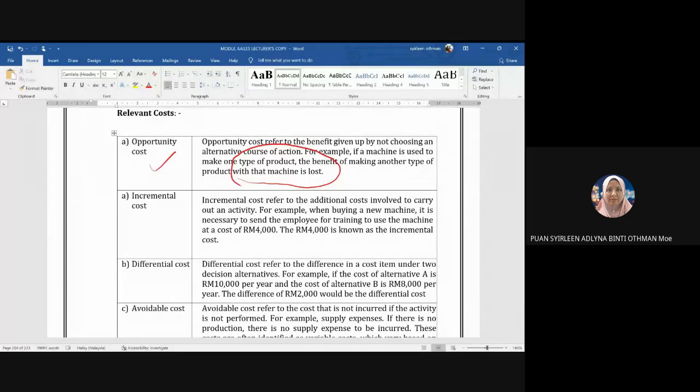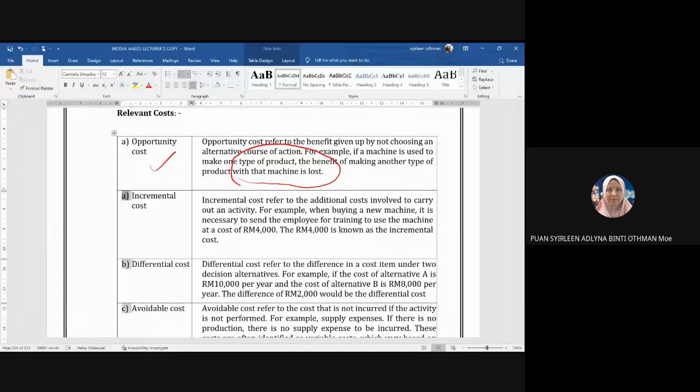Right? Okay, yang kedua, this is supposed to be B kan? Okay, yang kedua B ialah incremental cost. So incremental cost ni refers to the additional cost involved to carry out an activity. Okay, so incremental cost ni maksudnya pertambahan cost, additional cost that you need to bear, you need to tanggung, involving bila you carry out an activity.